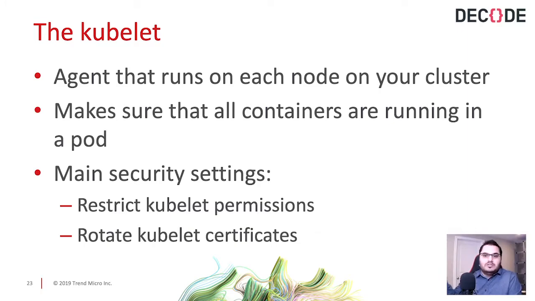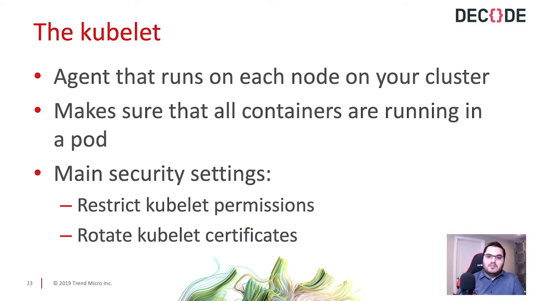The pod is the smallest unit that you can have on Kubernetes. So for the kubelet best practice here, the main security settings are restricting the kubelet permissions and rotating the kubelet certificates, right? So restricting the permissions can mitigate the attackers from reading your kubelet credentials after they broke out of the container and are able to do other things in a cluster, right?